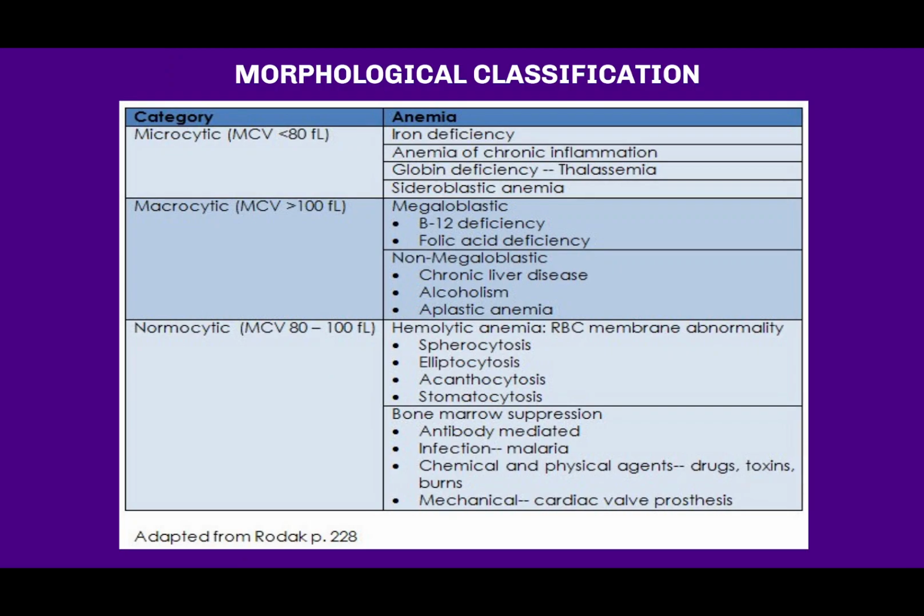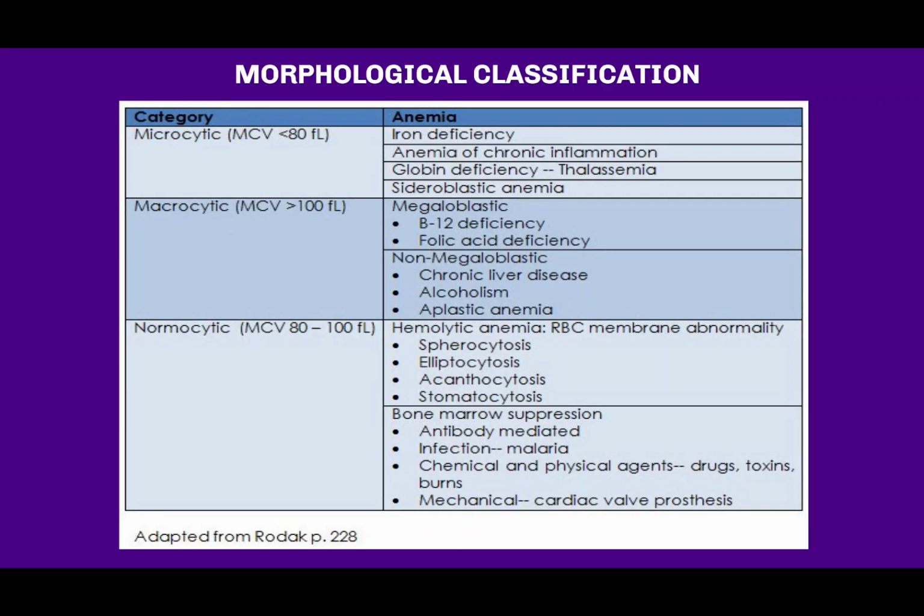What are the common causes in the morphological classification? For microcytic red blood cells, in which MCV is less than 80 femtoliter, the common causes are iron deficiency anemia, anemia of chronic inflammation, thalassemia, and sideroblastic anemia. The first three are actually very common. So when you encounter a patient with microcytic red cells, you need to think about iron deficiency, anemia of chronic inflammation or anemia of chronic disease, or thalassemia.